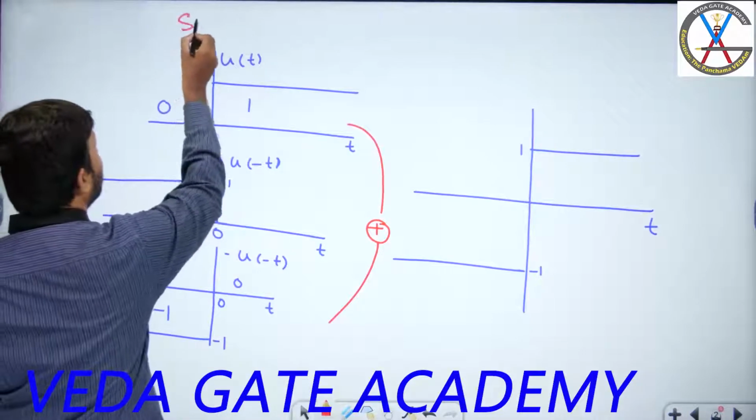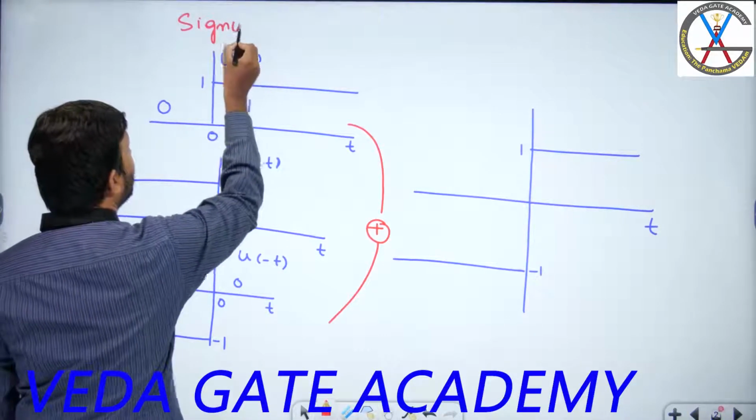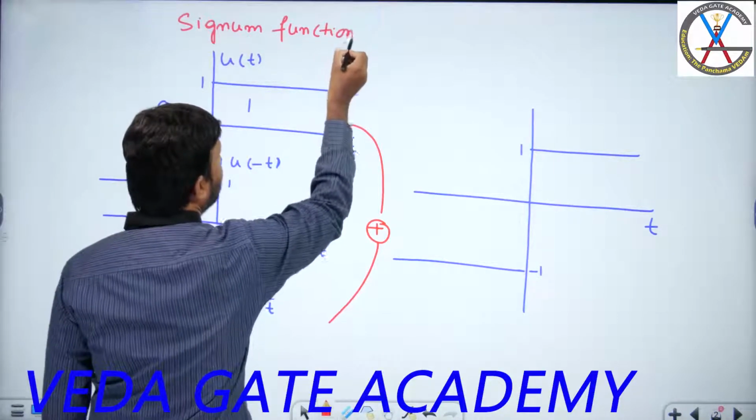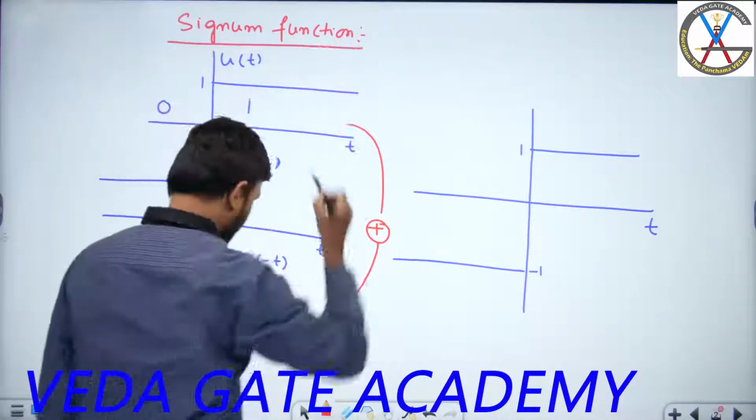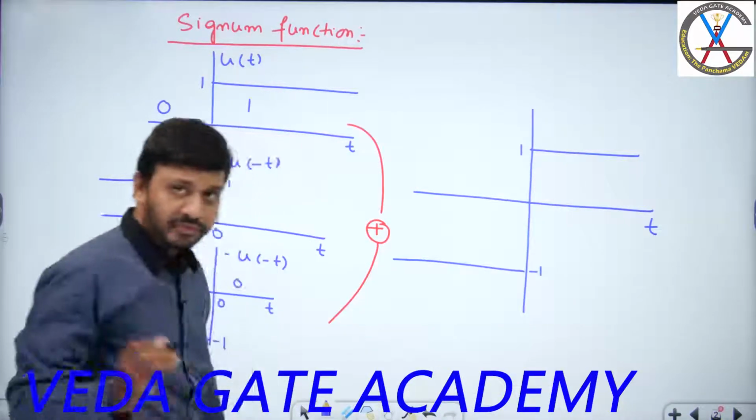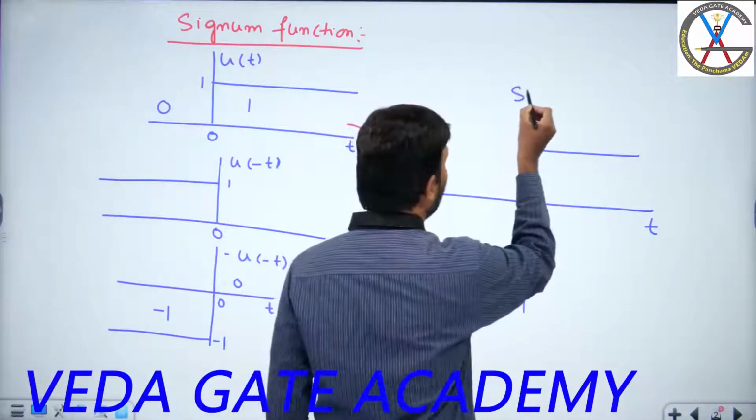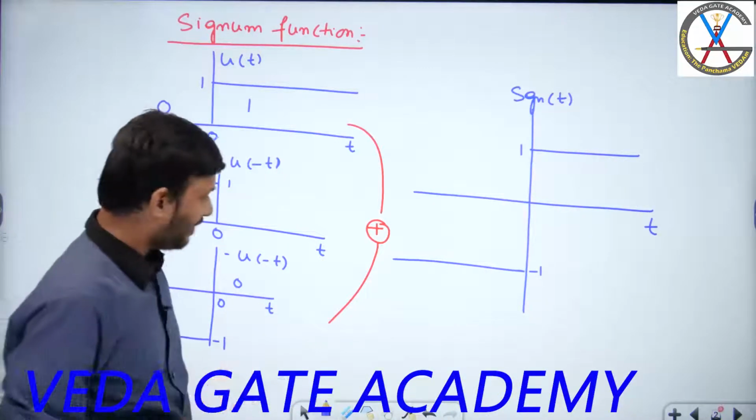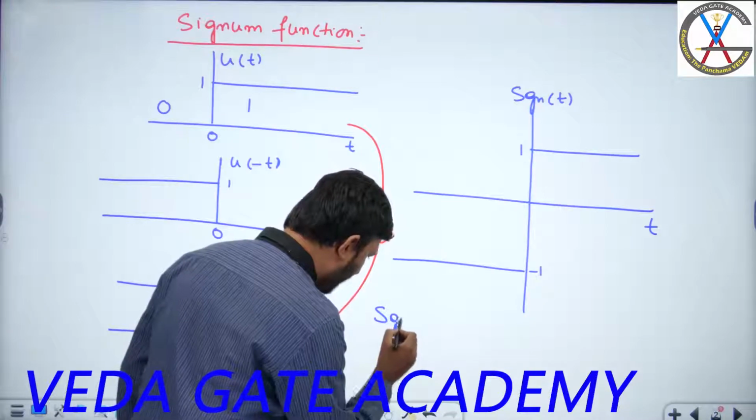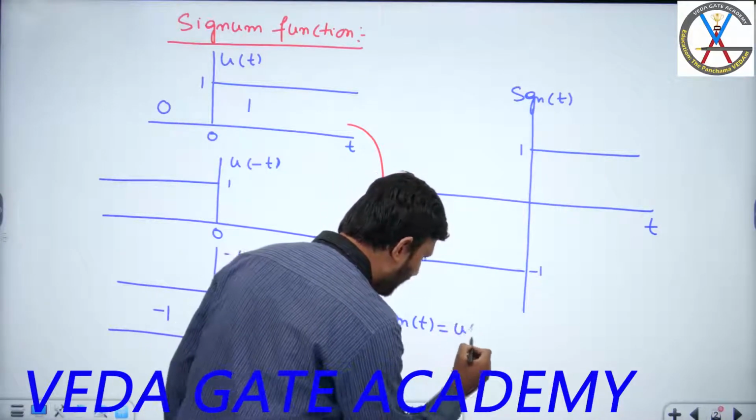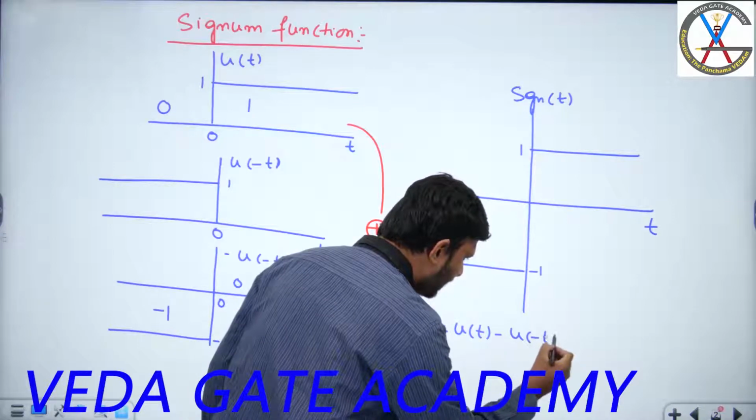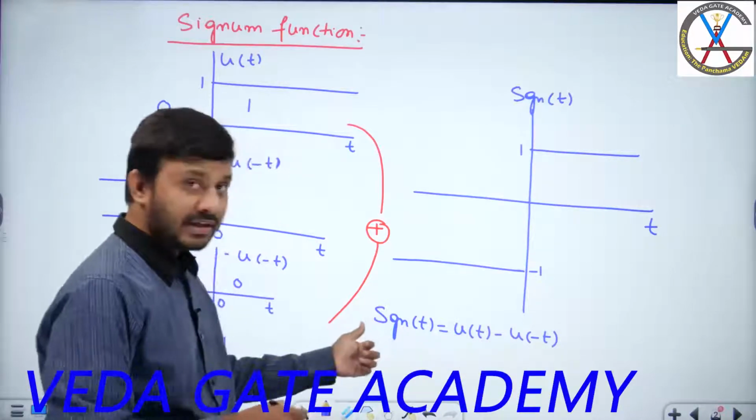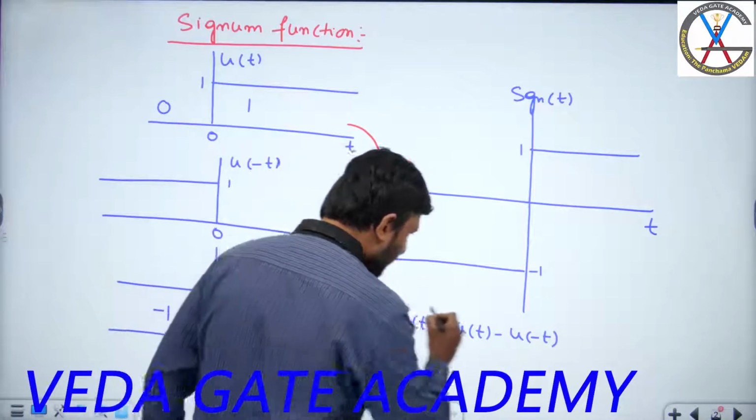So let me write here Signum function. The second basic signal we are going to discuss is the Signum function. Now this Signum function is denoted by Sgn of t. And how do we obtain the Signum function? By adding U of t and minus U of minus t. Remember, U of t plus U of minus t is 1. U of t minus U of minus t is Signum of t. So let's put this in a box like this.